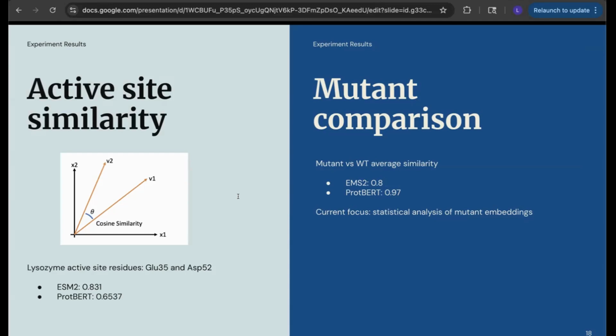And I was also really interested in mutant comparison, and this came on later in the project, so it's still a work in progress. But I wanted to see if the models were able to understand the mutation.